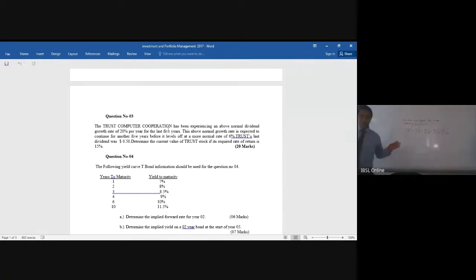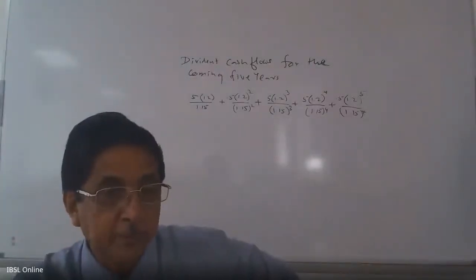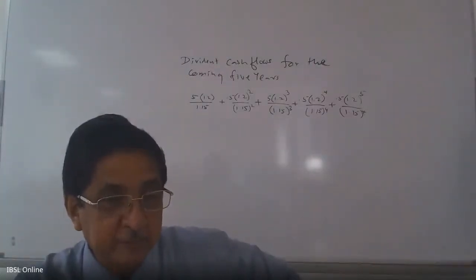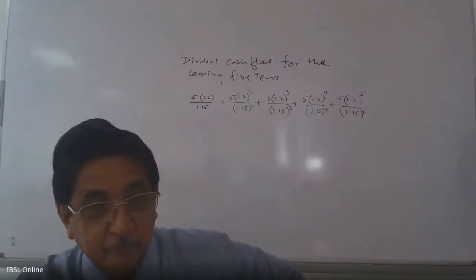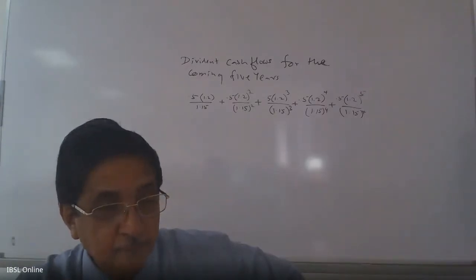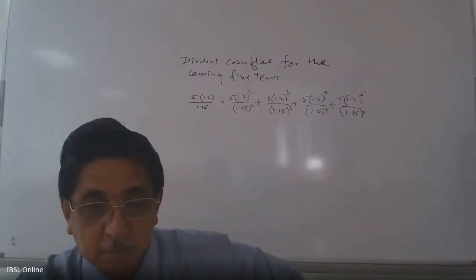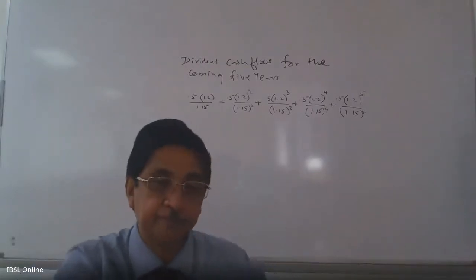This is the present value of all the dividend cash flows. So you can look at the board now. If you solve this, you will get the first 5-year dividend cash flows for this Trust computer company, and we can calculate the value.